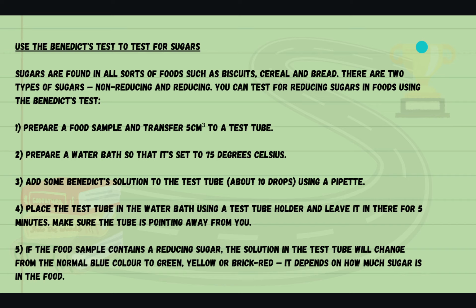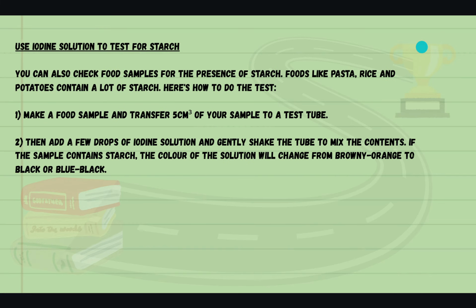Then you prepare a water bath that is set to 75 degrees Celsius. We then add some Benedict's solution to a test tube, about 10 drops using a pipette. You then place the test tube in the water bath using a test tube holder and leave it in there for 5 minutes, and you can make sure the tube is pointing away from you. If the food sample contains a reducing sugar, the solution in the test tube will change from the normal blue colour to green, yellow or brick red. It depends on how much sugar is in the food.